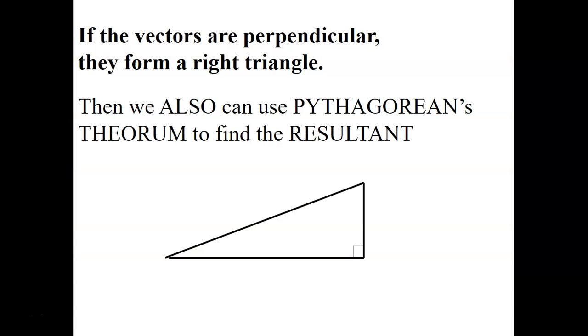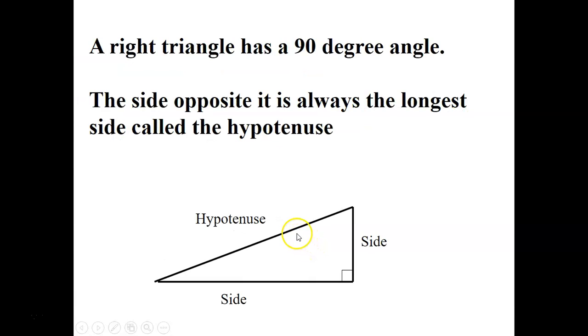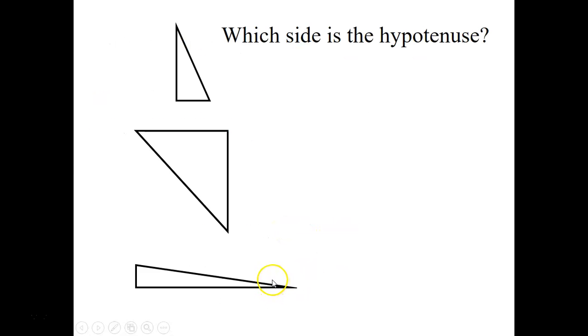Okay. Well, if your vectors are also perpendicular, and those are the only ones that we're going to be dealing with in this today anyway, we can also use Pythagorean's theorem to find the resultant, because the resultant is the diagonal, the hypotenuse of a right triangle. So remember, a right triangle, in order for this to work, you must have a 90-degree angle. Okay, and the longest side of this, which is always across the 90-degree angle, is the hypotenuse, and then you've got side and side. Okay, so which side is the hypotenuse?